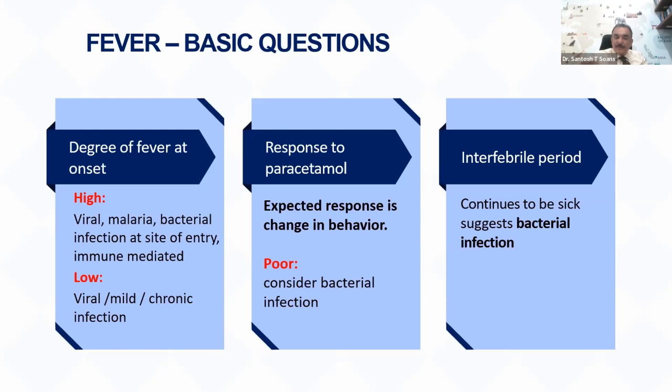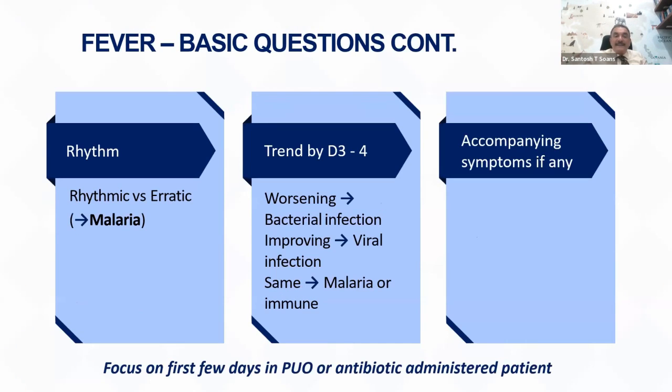Response to paracetamol. The expected response is about the behavior of the patient, which is more important than the fever coming down. Once you give the paracetamol, the baby is fine, his behavior becomes fine, that's more of a viral. Whereas poor response is bacterial. If the interfebrile period continues to be sick, it suggests a bacterial infection. Then rhythm: how is the rhythm of the fever? Whether it's a rhythmic type of fever or erratic. Usually fever in malaria comes once in 24 hours, once in 48 hours, like a rhythmic thing. By 3 to 4 days, worsening suggests bacterial infection, improving suggests viral infection, and the same throughout suggests malaria or immune mediated.